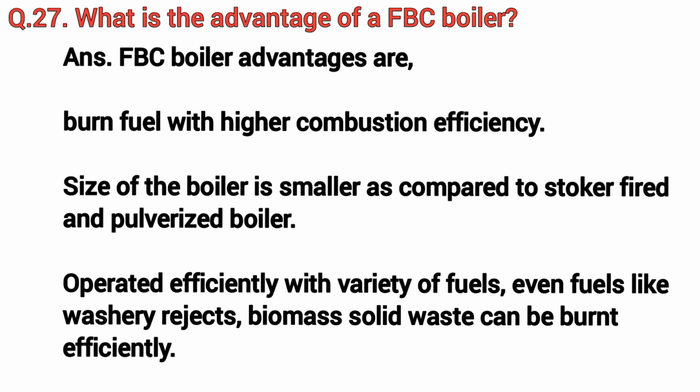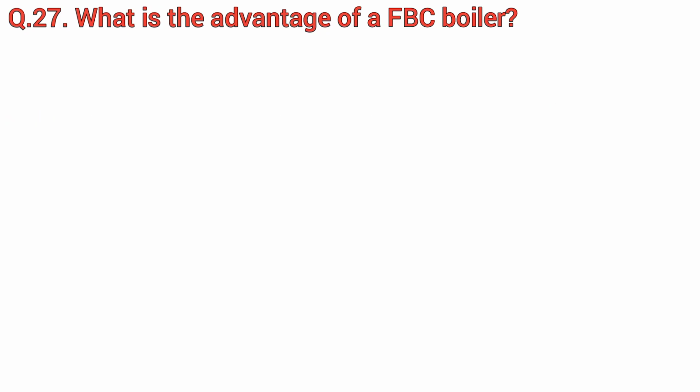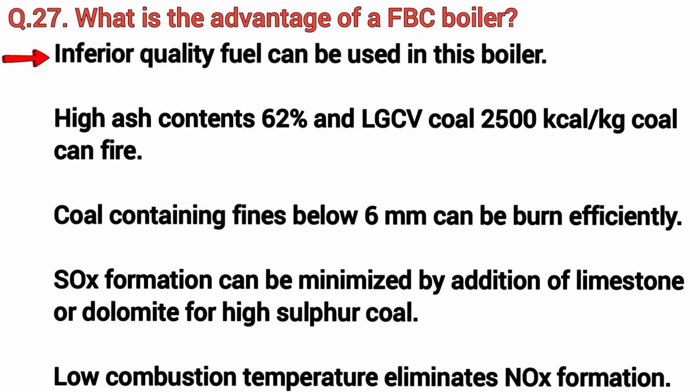FBC boiler advantages are that it burns fuel with higher combustion efficiency, and the size of the boiler is smaller as compared to stoker-fired and pulverised boilers. It operates efficiently with a variety of fuels; even fuels like washery rejects, biomass and solid waste can be burnt efficiently. Inferior quality fuel can be used in this boiler. Coal with high ash content of 62% and low GCV of 2500 kilocalories per kilogram can be fired. Coal containing fines below 6 mm can be burned efficiently.